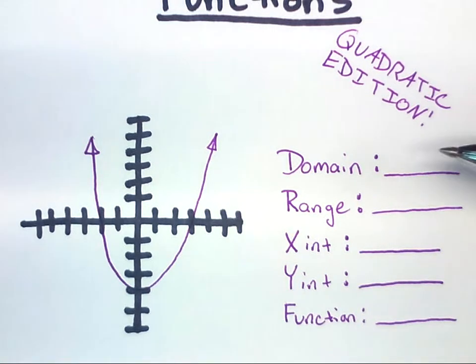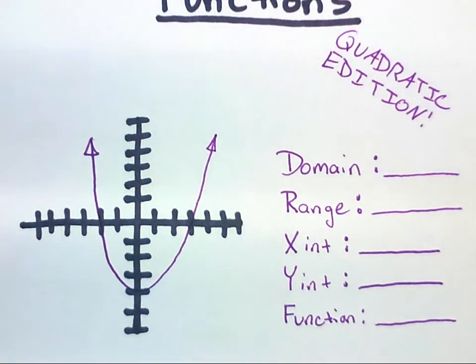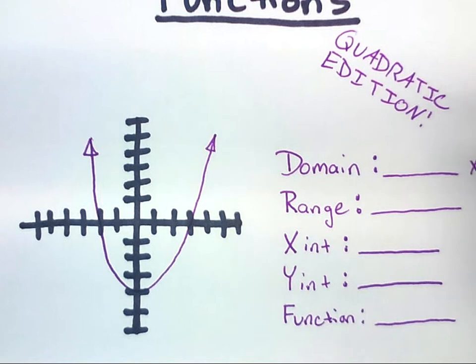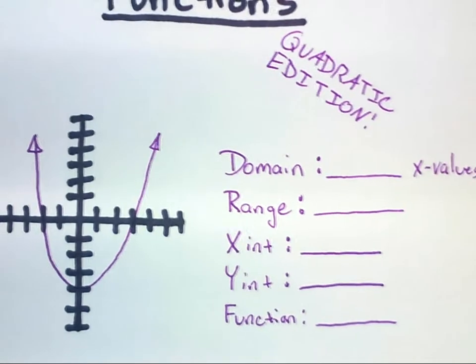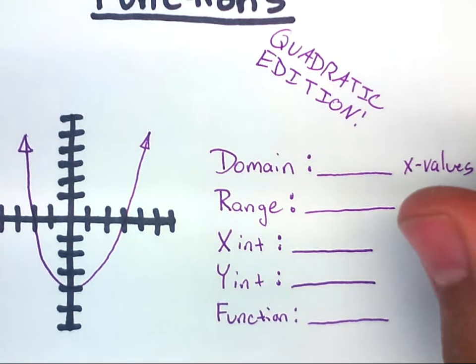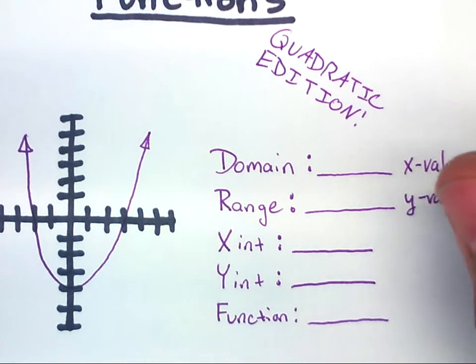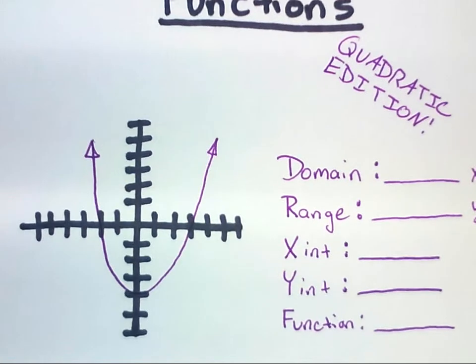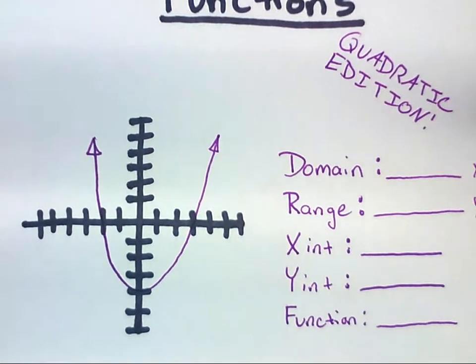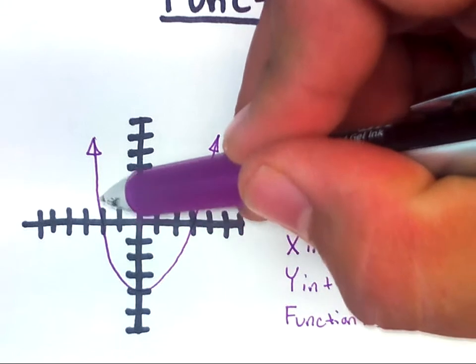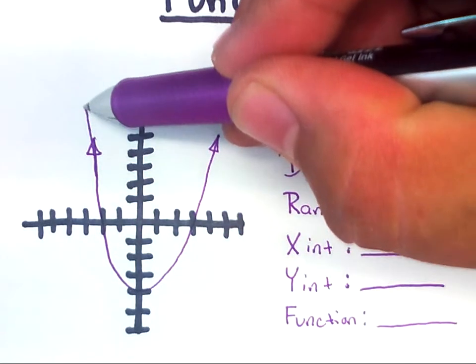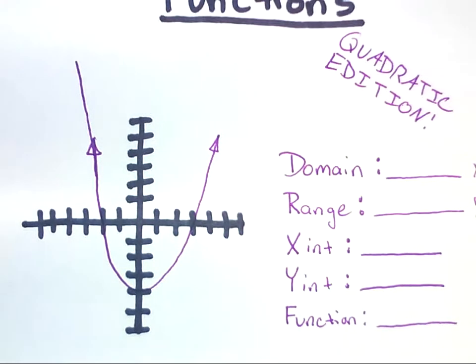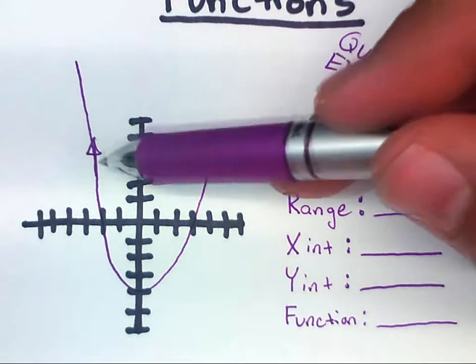For domain, another way to write that, if we want to put this off to the side, is x values. We're talking about the x values for the domain, and for the range we're talking about y values. So what we want to do is look at our graph and see what are all the possible x values that we can have for our domain. When we look over here, we see that the graph is tailing slightly to the left, but it just keeps going left because of the arrow, meaning to go forever.